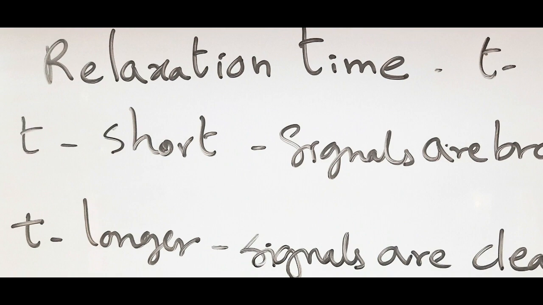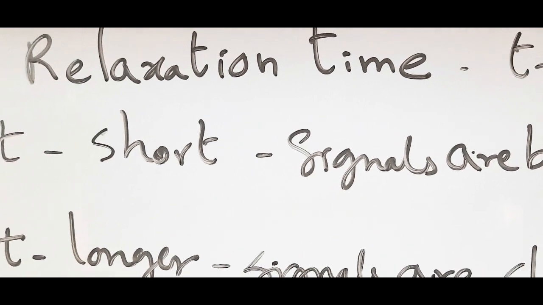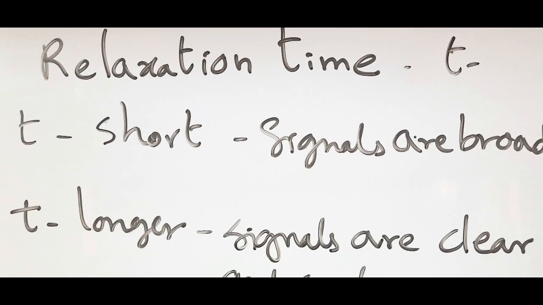The time taken by the nuclei in the excited state to lose its energy and return to the ground state is called the relaxation time. It is indicated by the time symbol T, small t. See, relaxation time is a very important term in NMR spectroscopy. Later on I will explain certain facts using this relaxation time. So relaxation time T is the time taken by the nuclei to return to the ground state from the excited state.